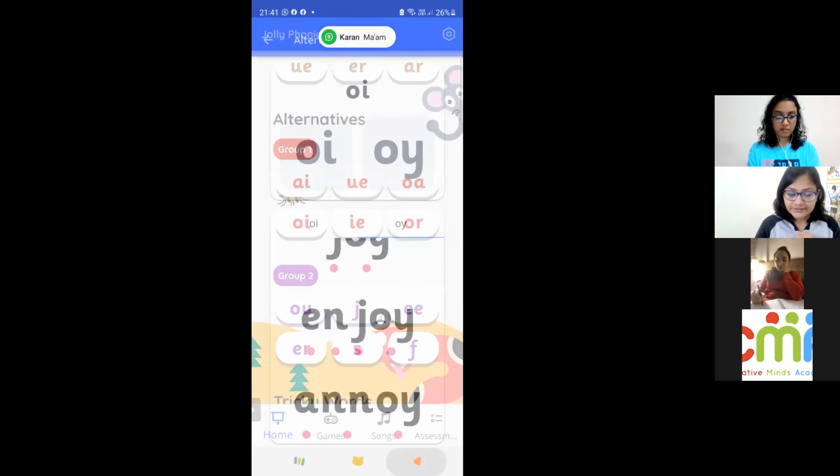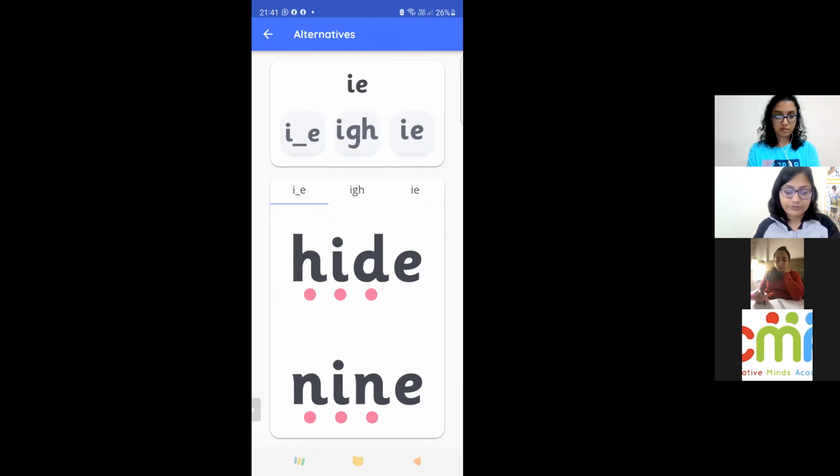Then I. So this is the I sound. We know that these are magic E words. So hid becomes hide. You can count the number of dots being placed. There are only 3 dots because there are only 3 sounds: h, i, d. So this is the hop over diagram.